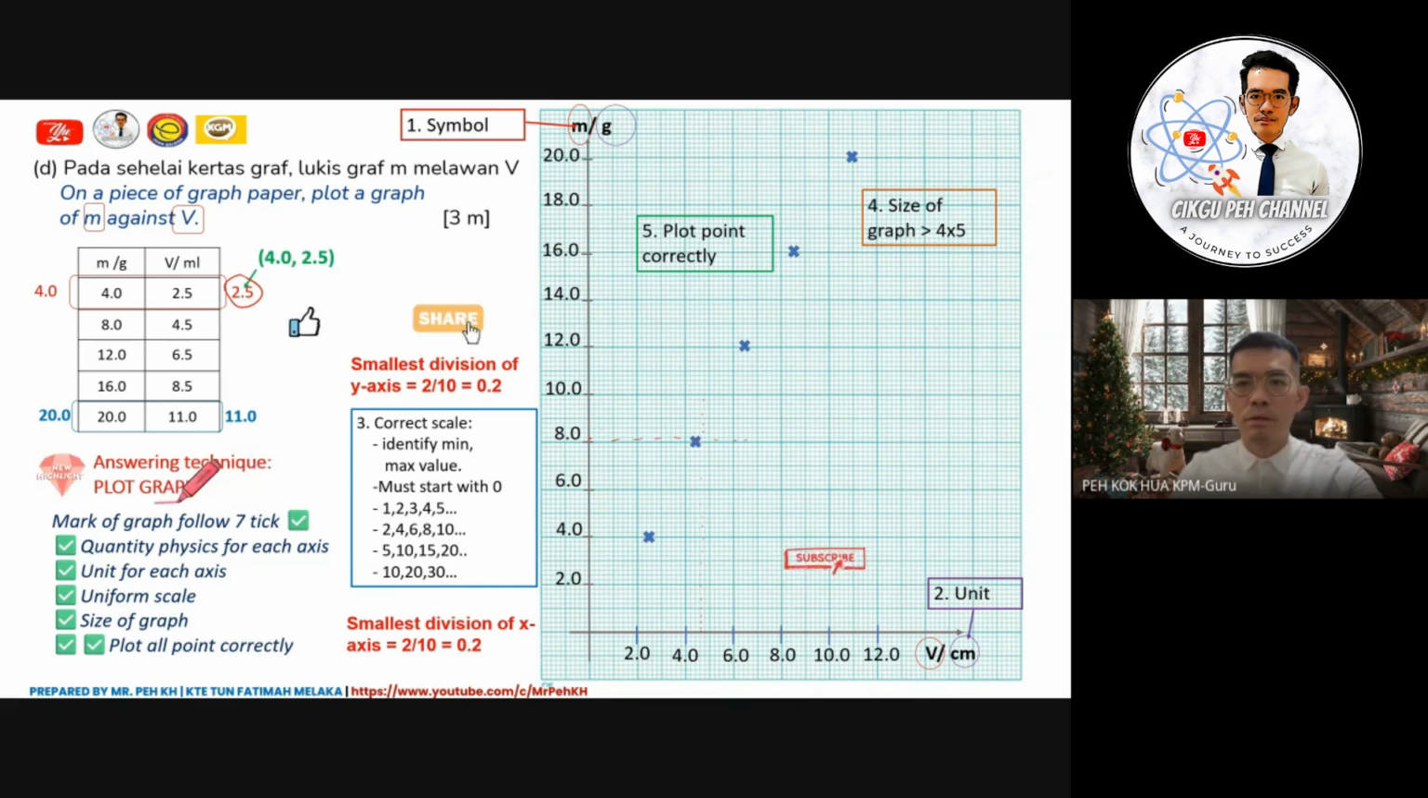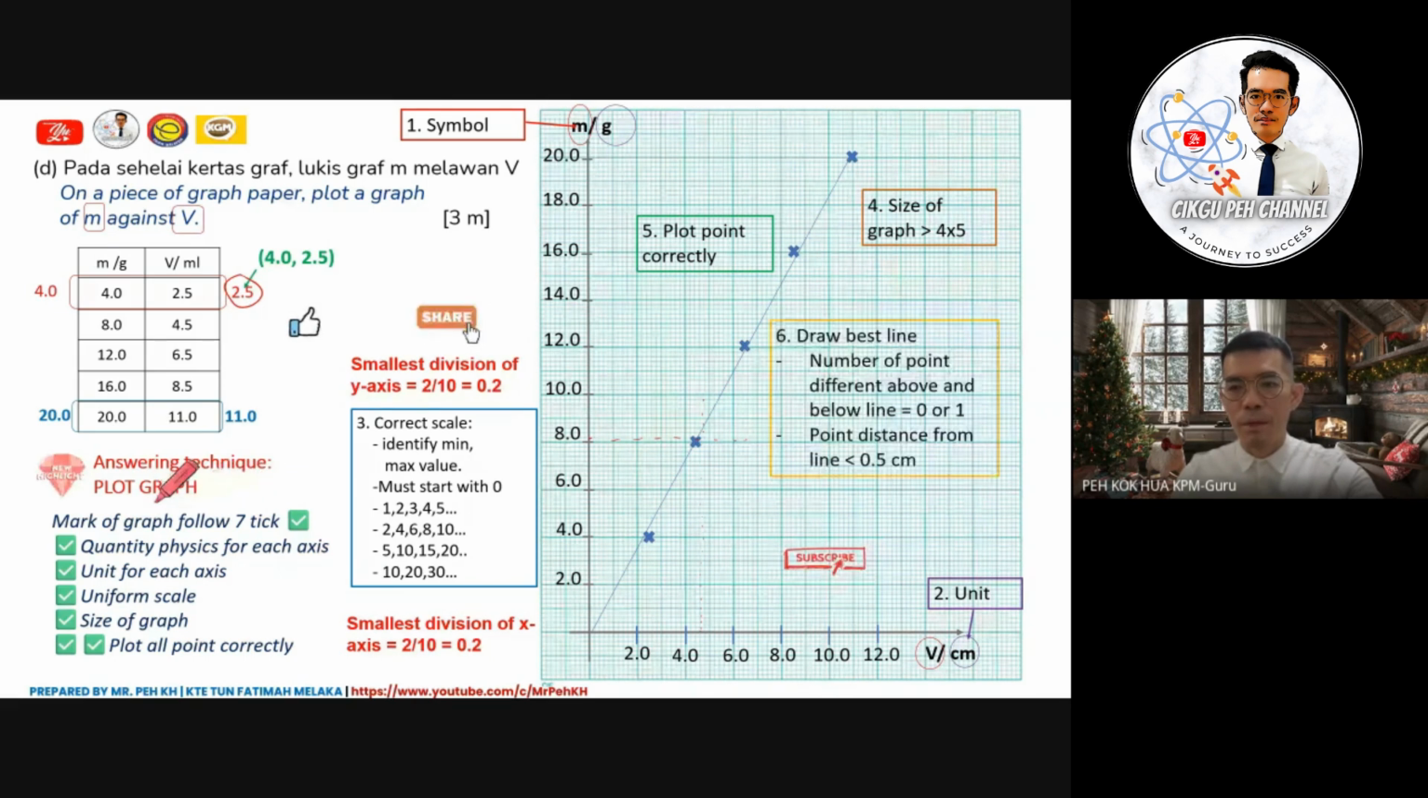Plot points correctly. Then the last one, you need to draw the baseline. Here we have 2 criteria. First, the difference in the number of points above and below the line must be less than 1. And then the distance of the point to the line must be less than 0.5. So what is meant by the difference in the number of points above and below the line? You can see my graph here. I have 3. So the last will be the baseline.